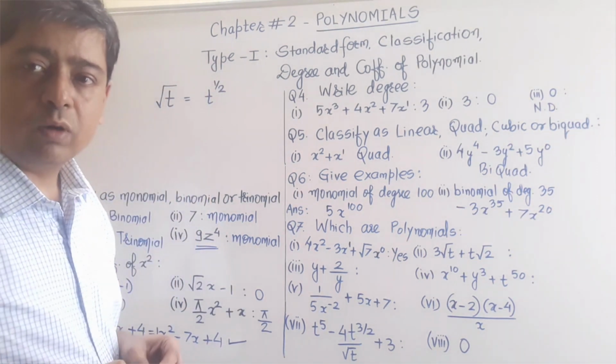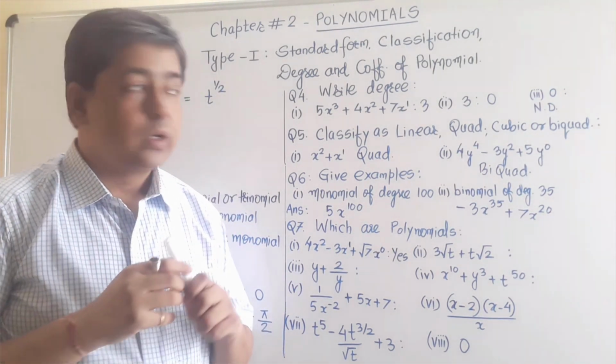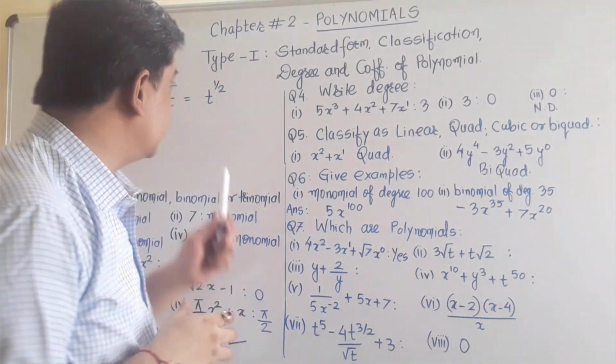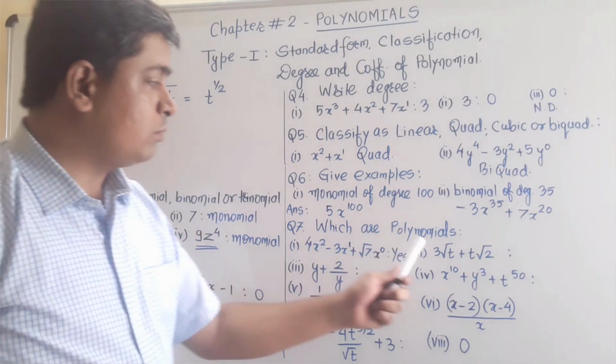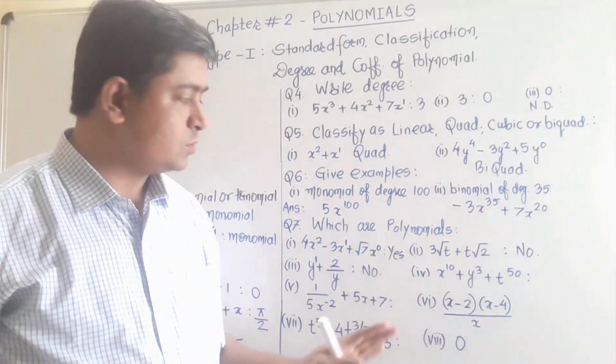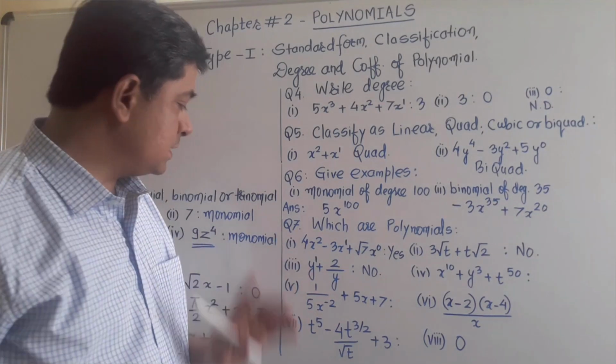And observe, power 1 by 2 will not be a whole number. So we can say that here this will not be a polynomial, because the power of the variable is not a whole number. So I can say that here the answer can be no. Okay, now let us see part number 3.